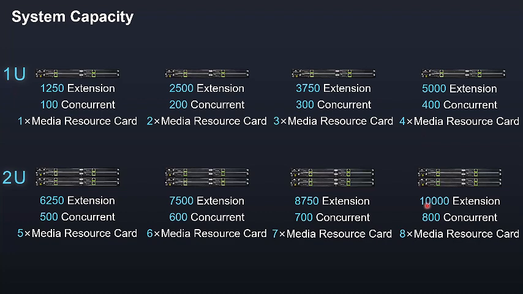So as you can see, one media resource card supports 1,250 IP trunks and IP extensions. Generally, we support 100 concurrent calls with recording. So it doesn't matter if it uses recording or not, we still support 100 concurrent calls.